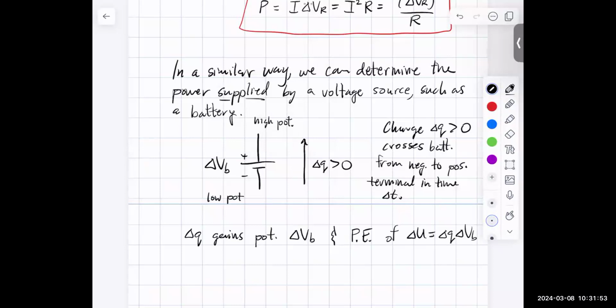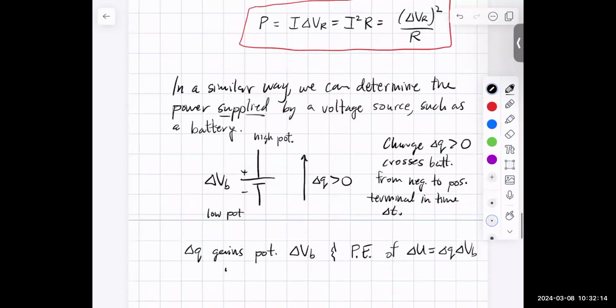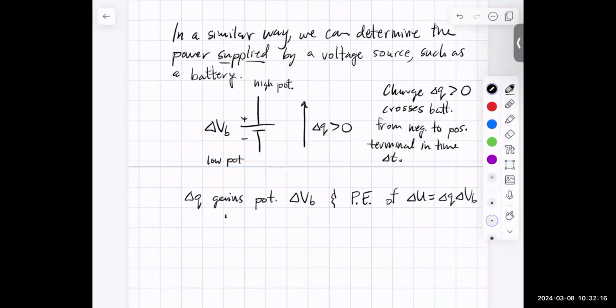Okay, so that's the exact same expression that we had for our resistor, except the voltage was the voltage across the resistor rather than the voltage across the battery. So it's the same argument that we've already made. The last step is just to say, well, power is the rate of change in energy. And so if we take our delta U and divide it by our time interval, that gives us the power supplied by the battery.